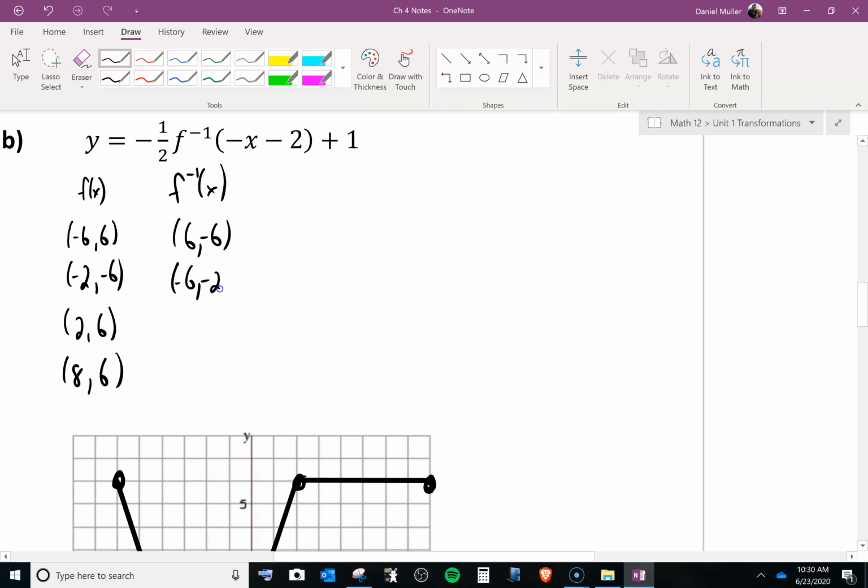And then swap these: -6 and -2, 6 and 2, 6 and 8. So just swap the x's and y's. And then I can apply the rule or my transformations to these points. So let's see what I have.